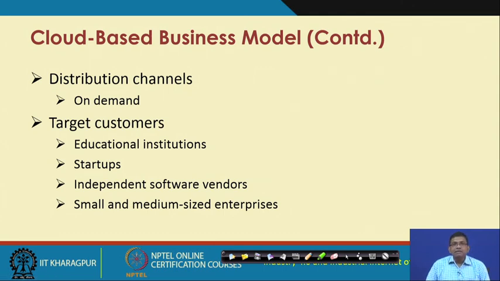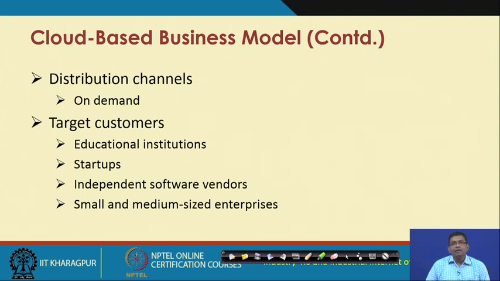So, distribution channels, typically we are talking about in the cloud based business model, we are talking about on demand. So, on demand, whenever computational resources like infrastructure, software etc. are going to be required, on demand these are going to be offered to the customers.